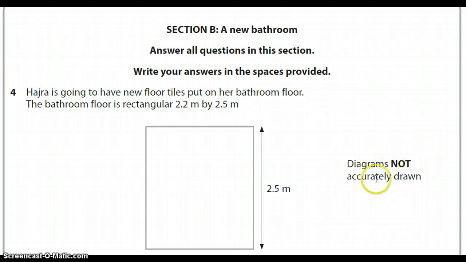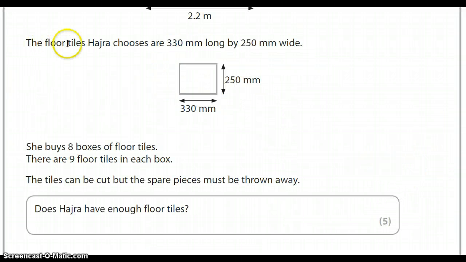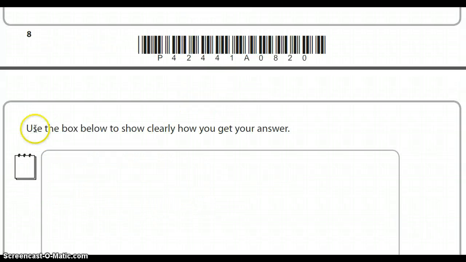Diagrams not accurately drawn. The floor tiles Hadra chooses are that many mm long by that many mm wide. She buys that many boxes of floor tiles. There are that many floor tiles in each box. The tiles can be cut, but the spare pieces must be thrown away. Does Hadra have enough floor tiles? Use the box below to show clearly how you get your answer.